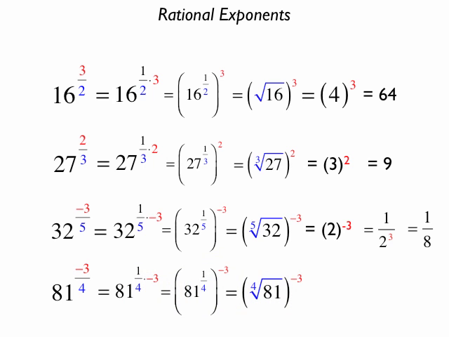Evaluate the 4th root of 81. We don't like to leave negative exponents, so we move it to the bottom. And then we evaluate 3 to the 3rd, so our answer is 1/27.